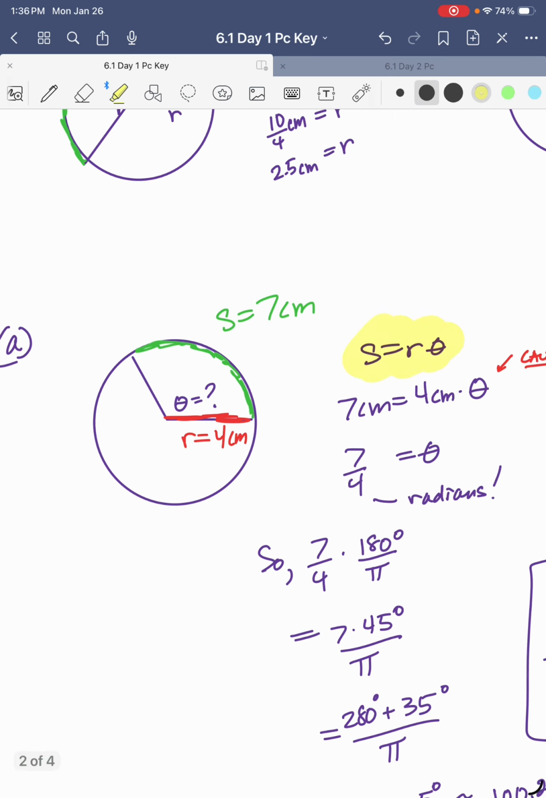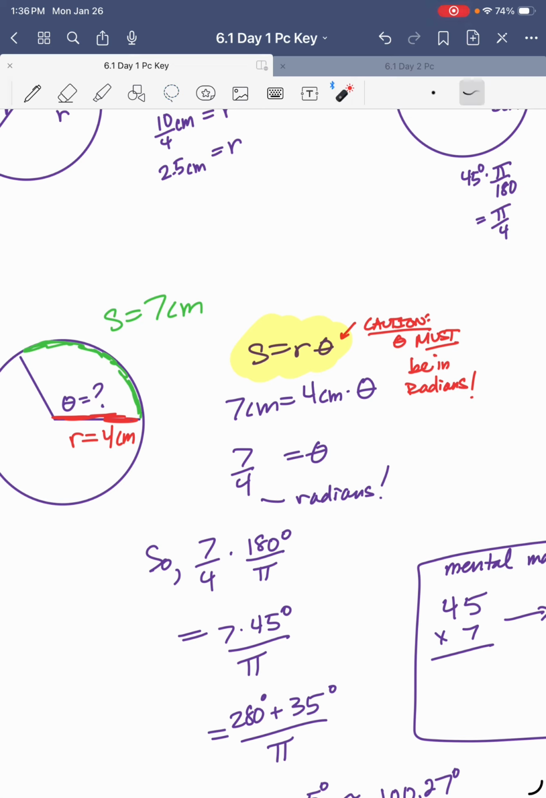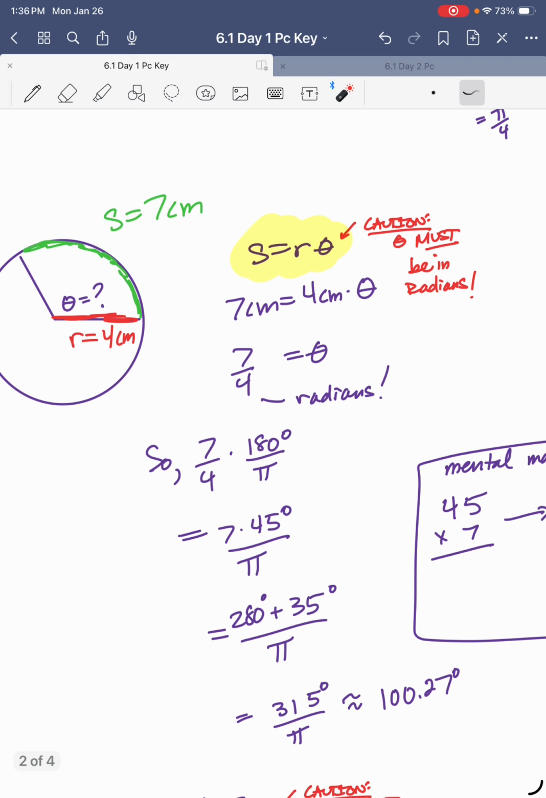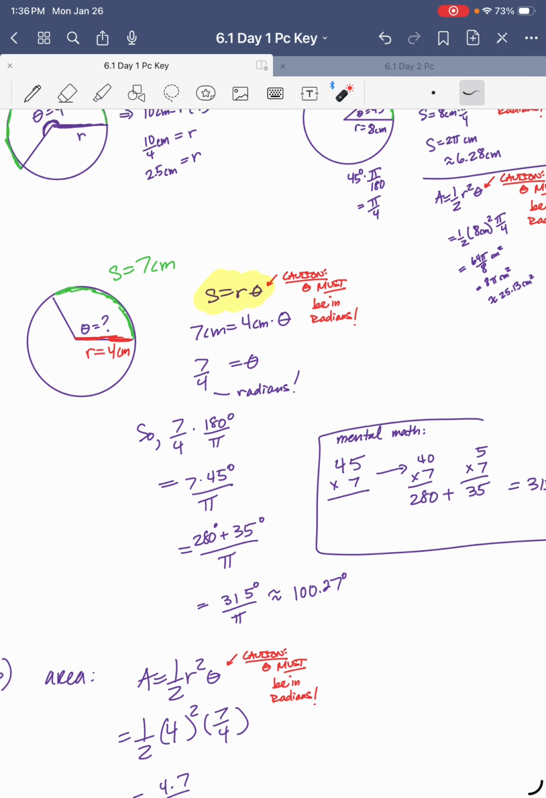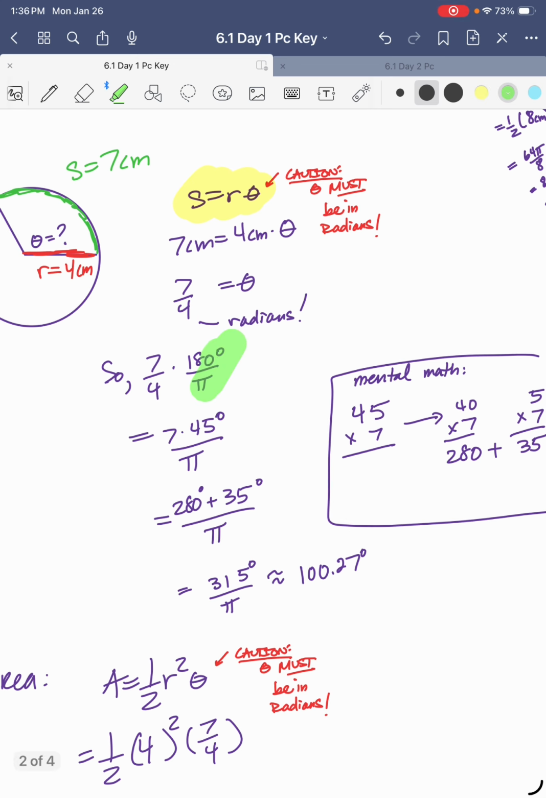Well, if S is equal to r theta, and that theta must always be in radians, then 4 here, 7 here, notice they're both centimeters, so when you divide, the centimeters cancel out, and I get theta radians, because again, radians are unitless. So 7 over 4 is how many radians we had. And if you want to know what that is in degrees, 7 over 4 radians has no degrees, so we must multiply it by 180 over pi to introduce degrees.